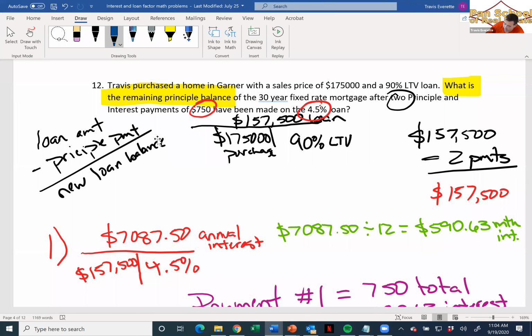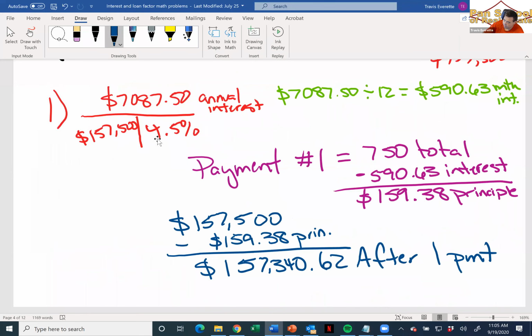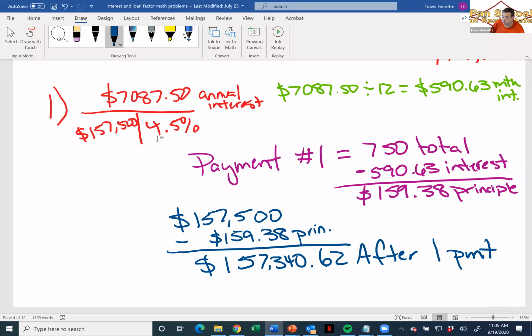So right here, we need to know how much we borrowed. They didn't give us the loan balance. And that was 90% of that $175,000 purchase price. So that's how much they gave you, that's how much the loan was for. And then that's where we started the math of calculating the interest on that loan.